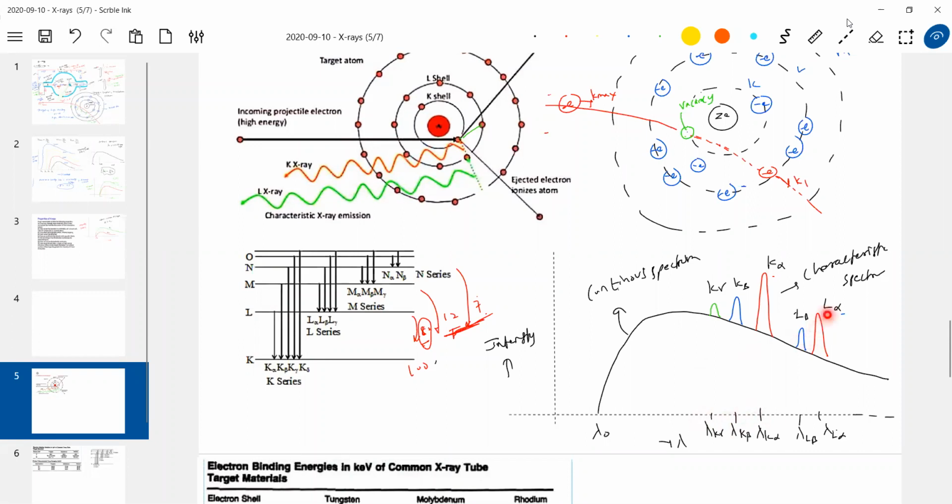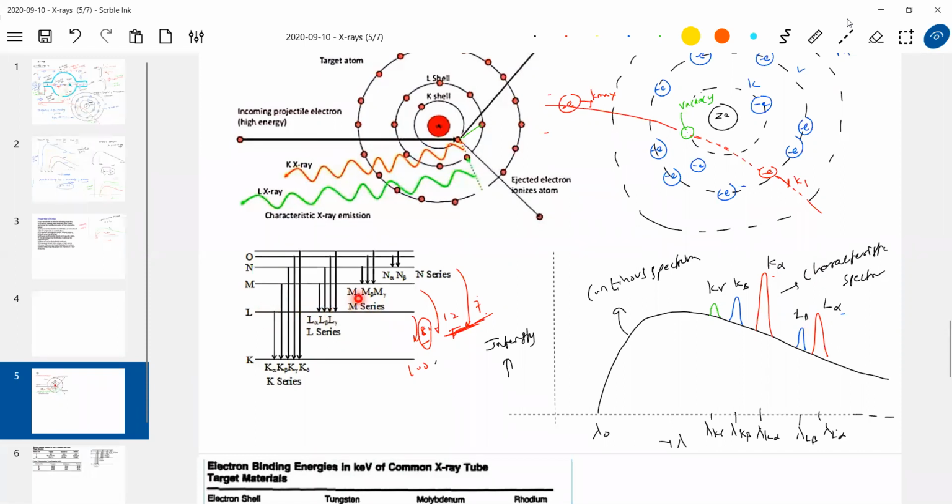Okay, next comes L alpha. Why is the intensity of L alpha different from K alpha? Why not both of the same intensity? See, to create a vacancy in L shell will be easy, because of the electron. Why are we showing it this way? Why not this L alpha? Let it be more. What do you mean, L alpha? A vacancy in K shell.